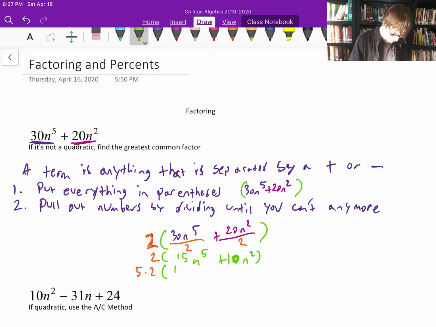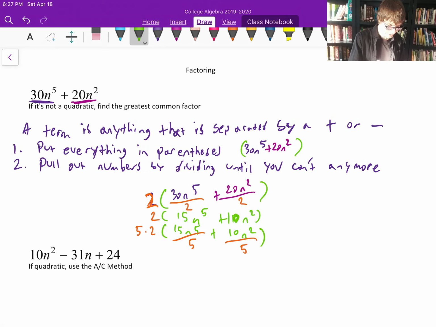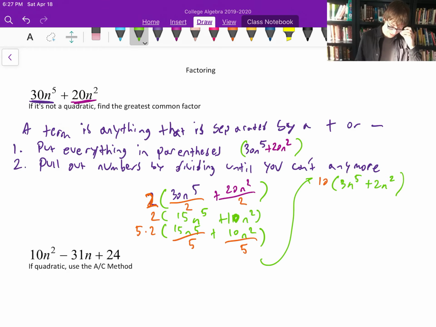So I'll get 15n to the 5th divided by 5 plus 10n squared divided by 5. That gives us, let's see, 5 times 2 on the left side is 10. So we'll get 10 times 3n to the 5th plus 2n squared. All right, cool. So now I got 3 and 2.